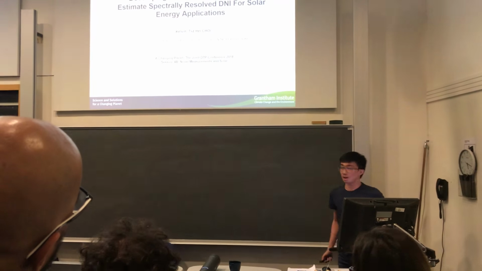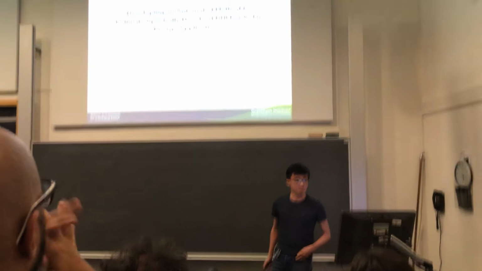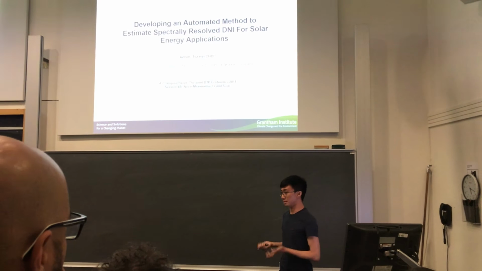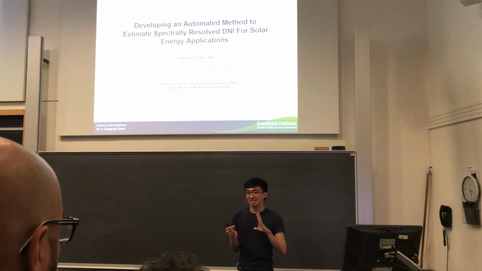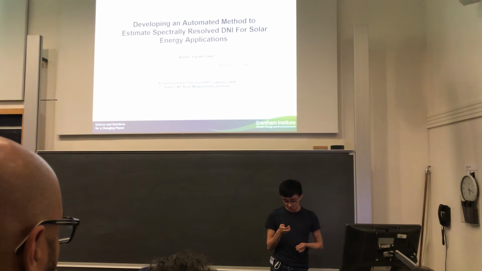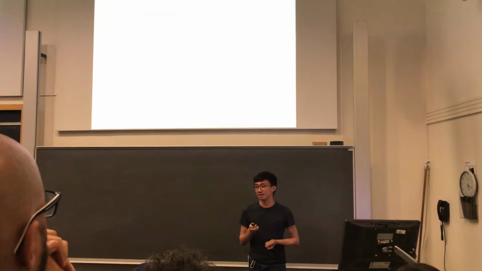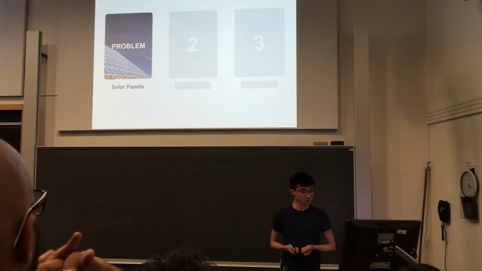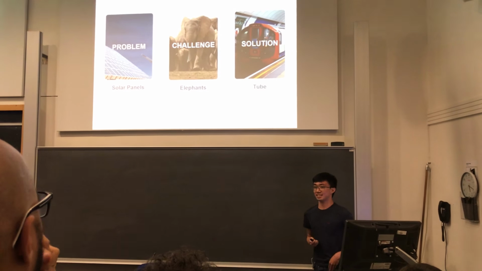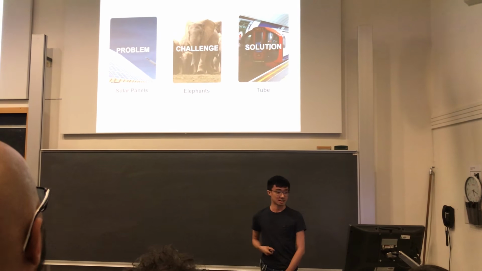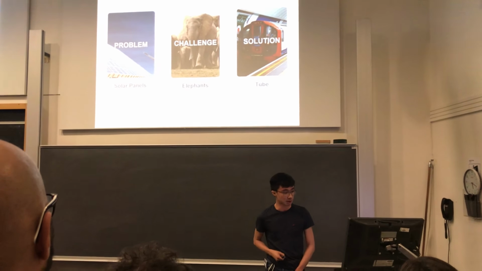So hi everyone, I'm Calvin. Today I'm going to talk about developing automated methods to estimate spectrally resolved DNI for solar energy applications. Now obviously this is quite a short talk, so instead of delving into all the details, I'm going to talk about three things that are seemingly unrelated: solar panels, elephants, and the London Underground, which will hopefully illustrate the problem, the challenges, and some of the solutions that I've been working on over the past year.